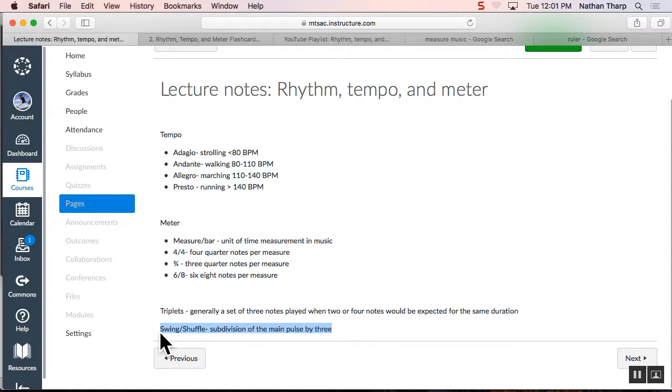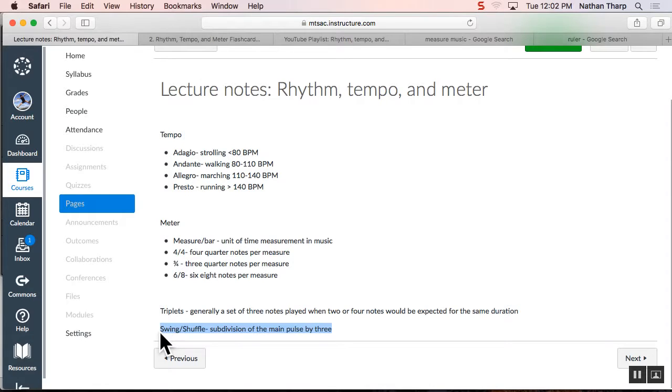This is an important concept: I'm going to want you guys to be able to distinguish between straight and swing or shuffle, okay? Straight means the beat is subdivided evenly. Da da da da da da da da. Swing or shuffle means it's divided by 3. Da da da da da da da da da da da da. I'm changing from doubles to triples there.